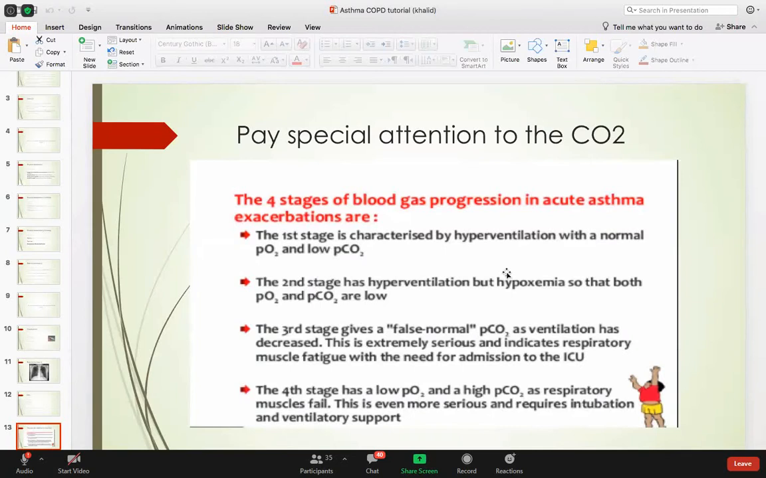So basically, in someone with exacerbation, we would expect the CO2 to be low because they are hyperventilating. When it is actually normal, this is an alarming sign. And when it's elevated, we have to freak out, because that means they are going to respiratory failure soon. Is this clear, guys? Very important clinical point. A lot of people miss this point, especially when they see that the CO2 is normal. So when it's normal, it's abnormal.